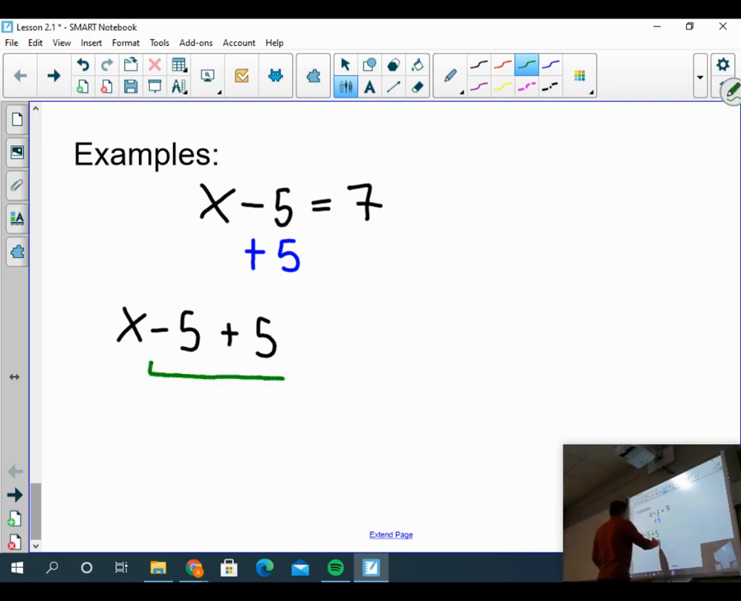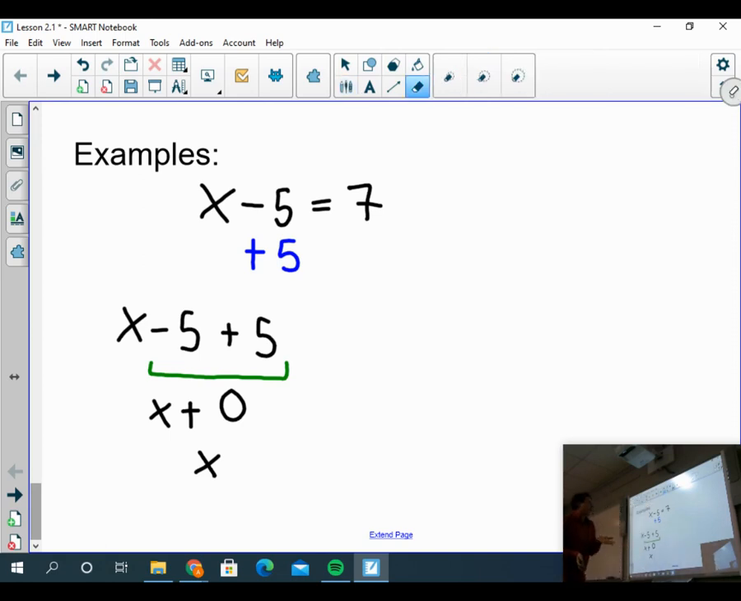Minus 5 plus 5, hey, that's just 0. Well, what's x plus 0? Just x. So by using an inverse operation, I can get the variable by itself. You might go, okay, you add 5, x is by itself, that's cool. Well, remember, we can't just add 5 into equations, otherwise that scale becomes unbalanced.